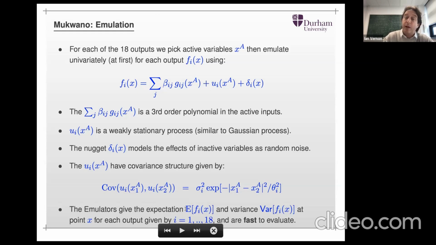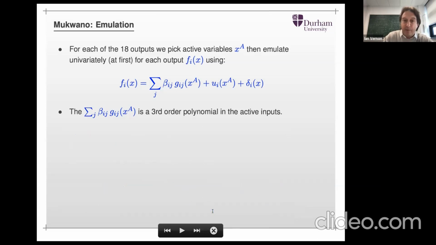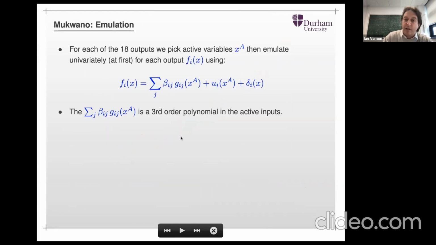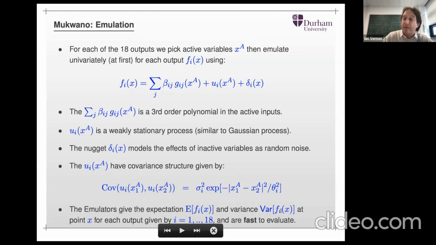So that's our blue line on those plots. That's our guess for f(x). And our variance, Var[f_i(x)] at point x for each output i, is given by these equations, and they're dead fast to evaluate. So that object is the blue line which we saw there, and the width of this interval is related to the variance.